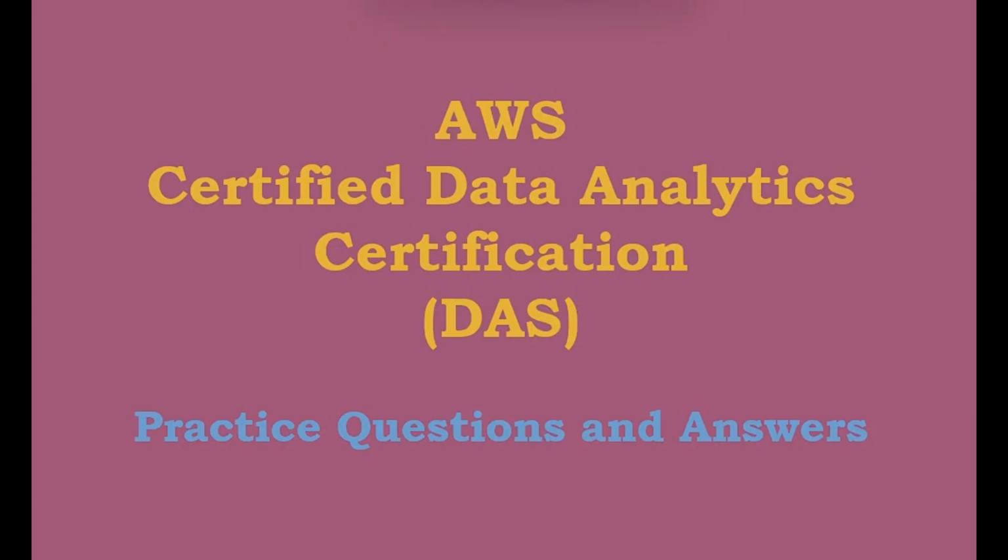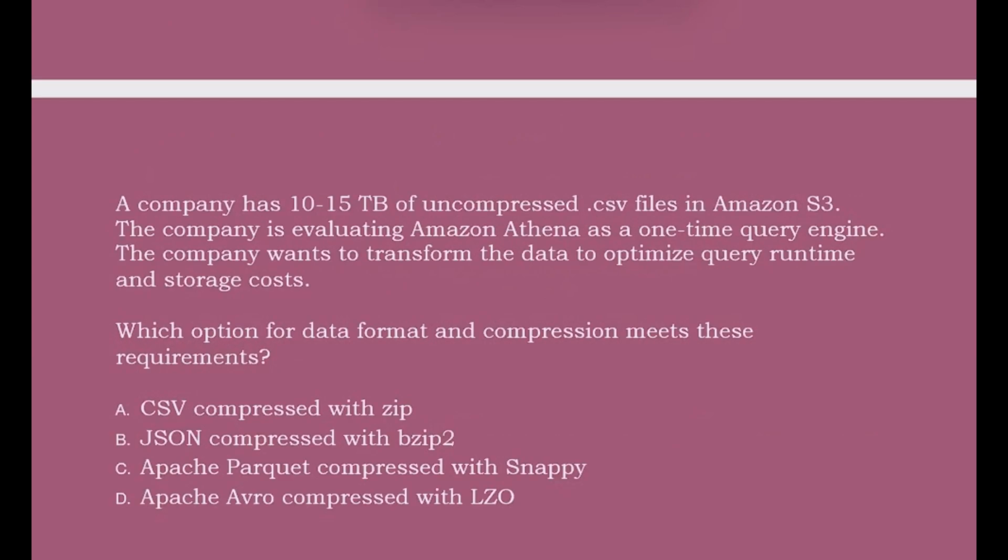Hello everyone. Question is, a company has 10 to 15 TB of uncompressed .csv files in Amazon S3. The company is evaluating Amazon Athena as a one-time query engine. The company wants to transform the data to optimize query runtime and storage costs. Which option for data format and compression meets these requirements?